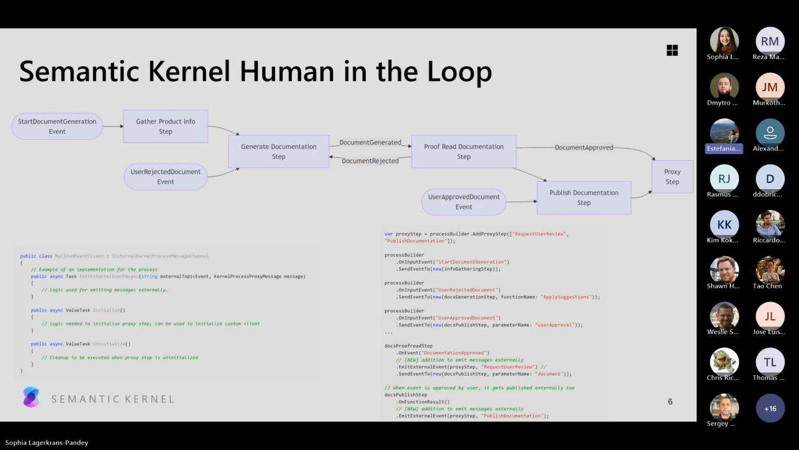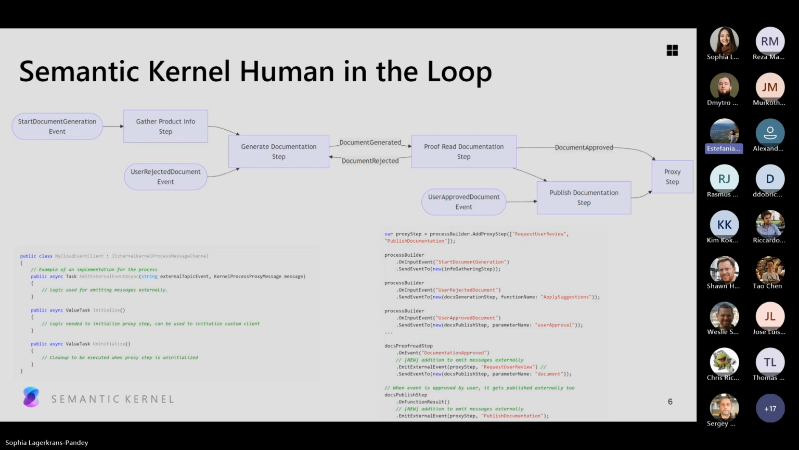For taking into account events from external sources, that's where we have, let's call it, different input events. So as you can see, we have start document generation, which is just for getting the whole process started, so that one is not new. And then the other ones are there because the user either rejected the document or approved it. And depending on how it's structured, they're going to be piped into different steps of the process.